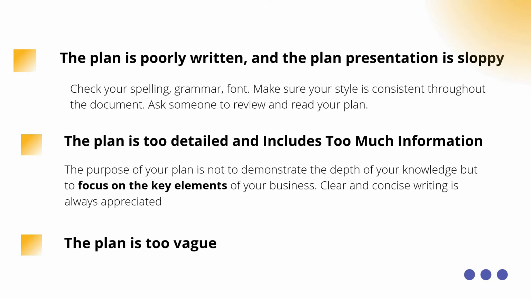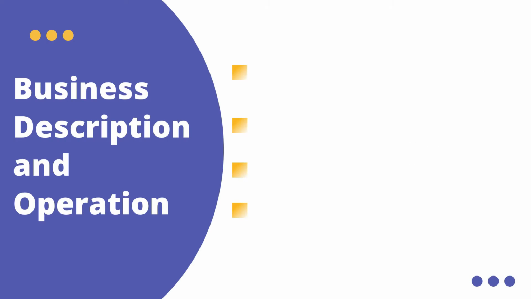If you remember the previous slide when I showed you the different sections of the business plan, I also structured the mistakes following the sections of the business plan. So starting from the top, we want to talk about the mistakes that you make in the section of business description and operation. So the first one is not defining the problem you want to solve.